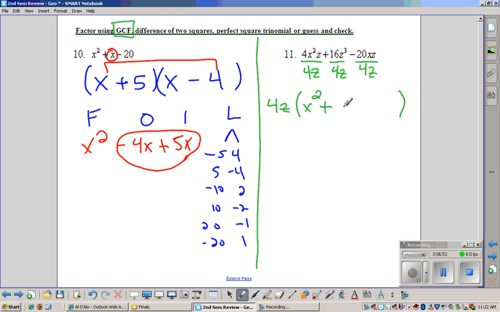Plus, the second term, 16 divided by 4 is 4. Z cubed divided by z is just z squared. And the final term, 20 divided by 4 is 5. The z and z cancel and we have an x. And so that's actually considered factoring too. These are all different types of factoring you've seen from problems 11, 10, 9 and 8. Go back and look at them all. They're all a little bit different.